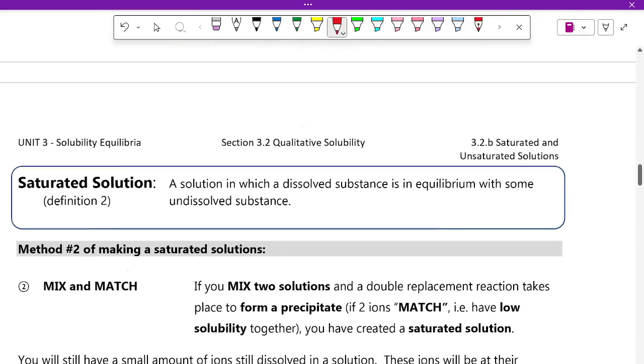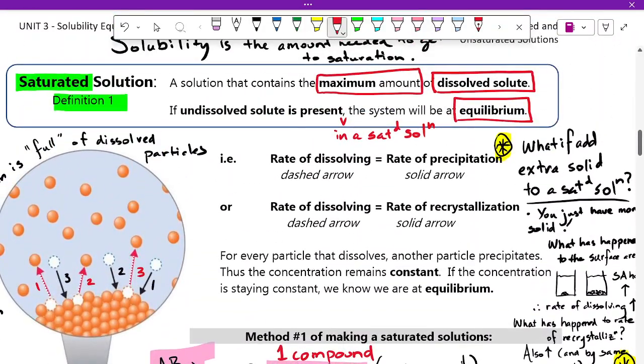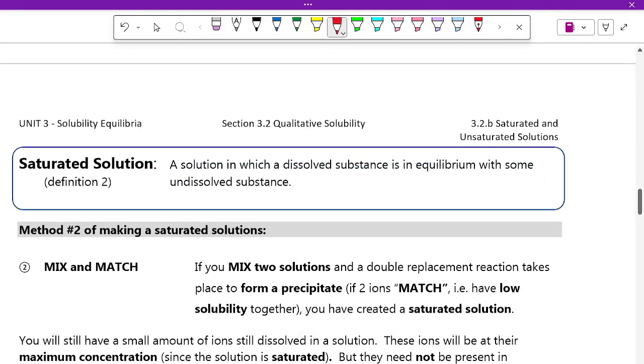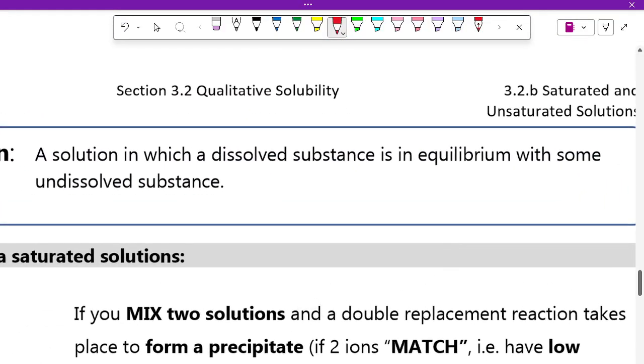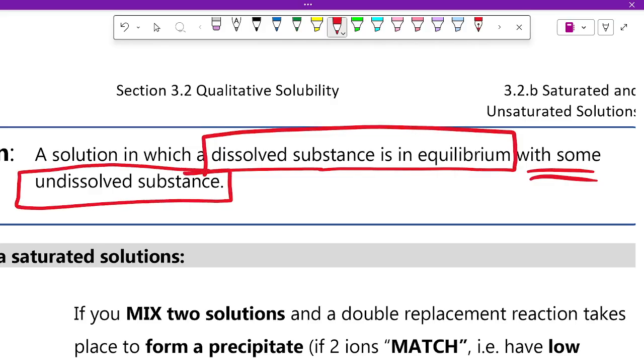Okay. Definition 2 of a saturated solution. Remember, definition 1, we said it's a solution that contains the maximum amount of dissolved solutes. Second definition for saturated solution: a solution in which a dissolved substance is in equilibrium with some undissolved substance. This is going to take care of a situation where we mix two things and get a precipitate.